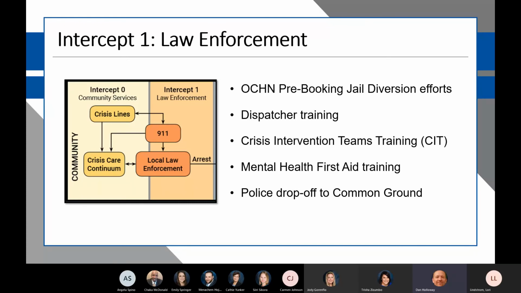So we started looking at other models. We realized the gold standard was crisis intervention team training. That is the engine that drives these pre-booking referrals from law enforcement. We knew that was a major undertaking.